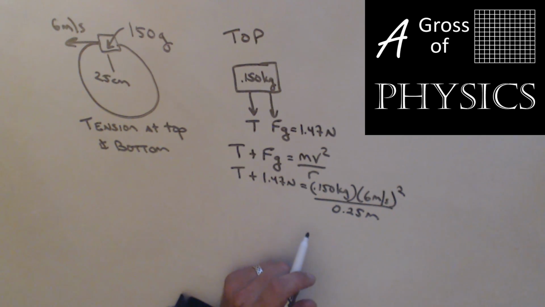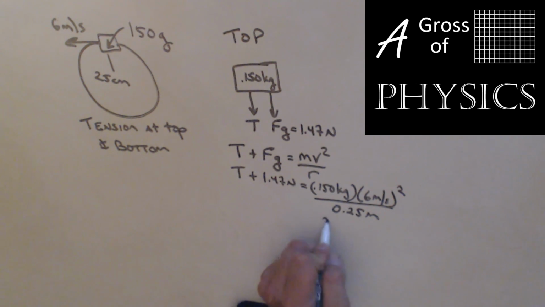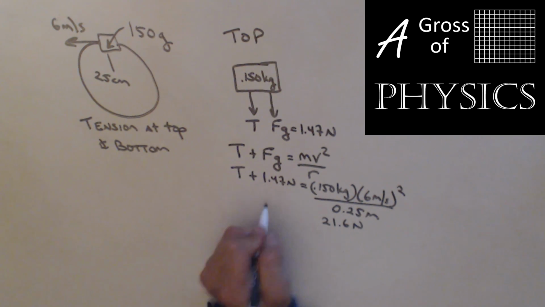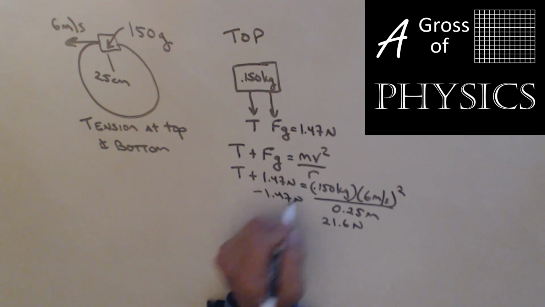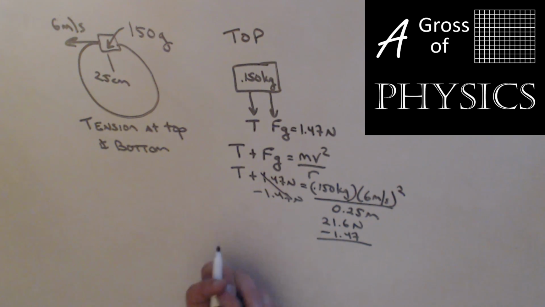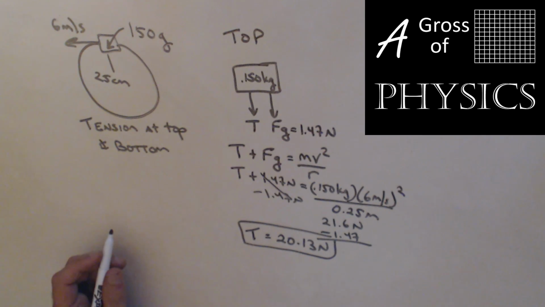All right, 0.15 times 6 squared, equals, divided by 0.25. I have 21.6 here, and I'm going to subtract the 1.47, minus 1.47, and I get 20.13 newtons is the tension at the top.